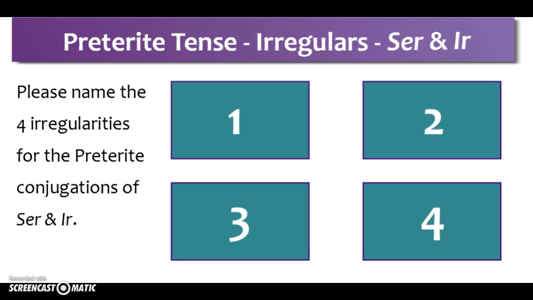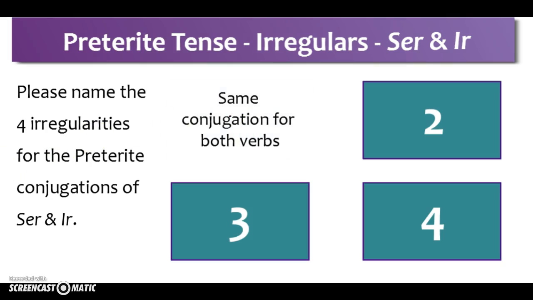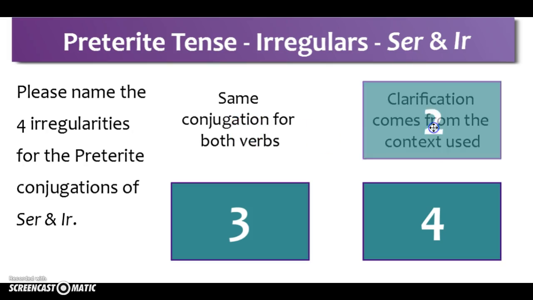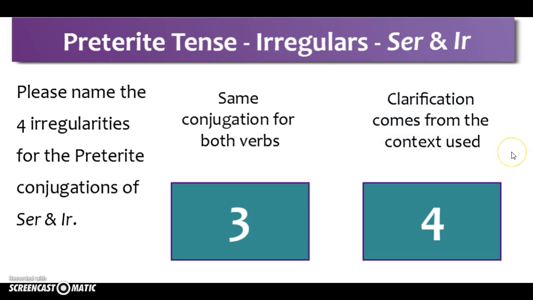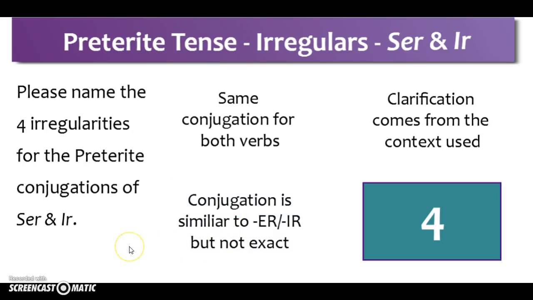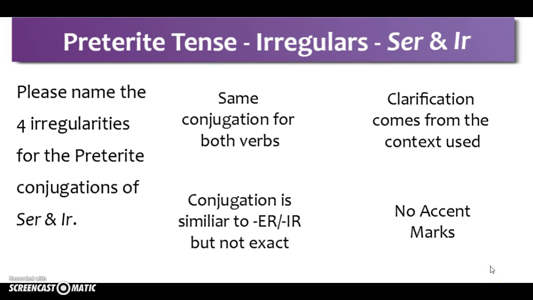So what are the 4 irregularities for the conjugations for ser and ir in the preterite tense? First off, 2 different verbs, exact same conjugation. How do we tell the difference? Context clues in the written or spoken conversation. Again, it's similar to the ER and IR conjugations, but not exactly the same. And lastly, no accent marks. That's the conjugations for ser and ir.